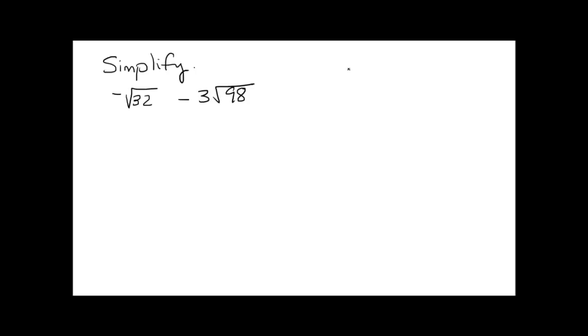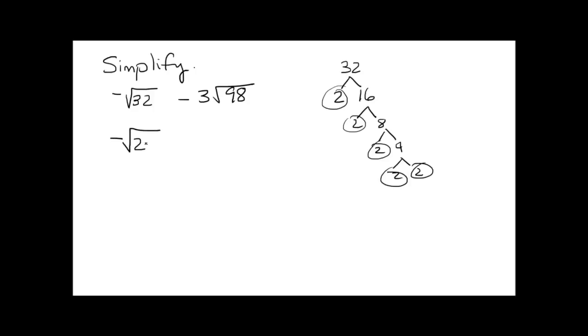We're going to do this using the technique that I've been using, looking for the prime factorization of 32. 32 is 2 times 16. 16 is 2 times 8. 8 is 2 times 4, and 4 is 2 times 2. So 32 is actually 2 to the 1, 2, 3, 4, 5th power. So I'm going to think of this as the square root of 2 to the 5th power.